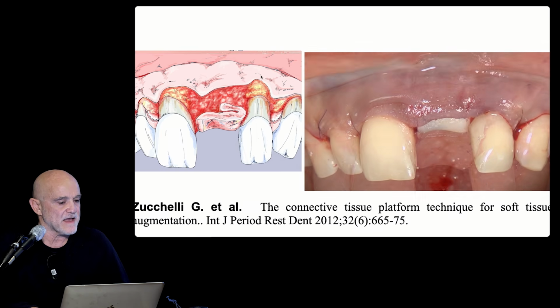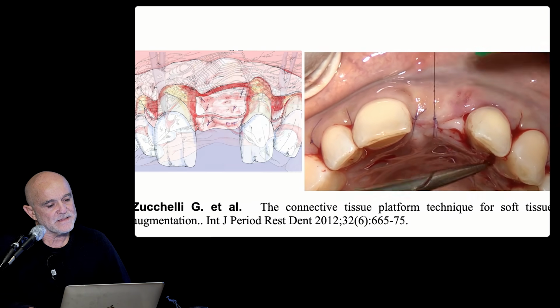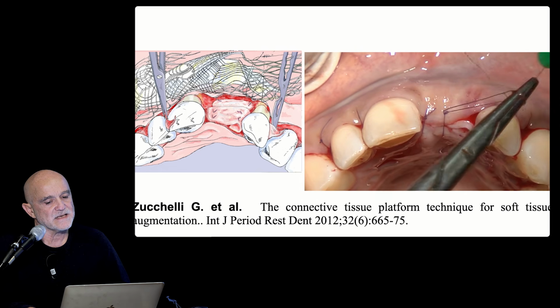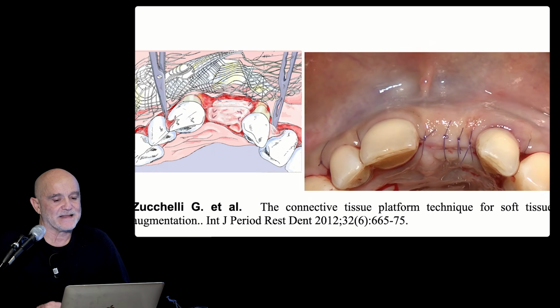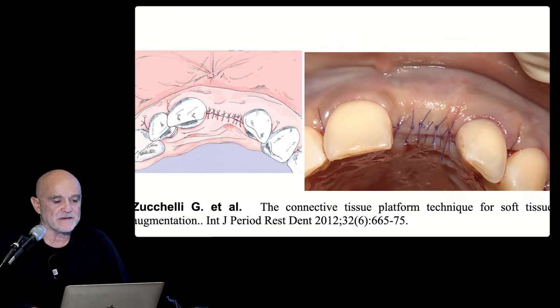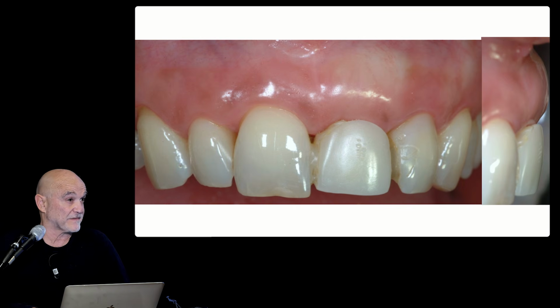is more papilla to increase, and a single layer in the site where there is less amount of papilla to be increased. And then we close everything by advancing the flap at the level of the adjacent papilla once they've been deepithelialized, and close everything at the level of the palatal aspect. So this is the end of the platform technique. This is before, this is after.